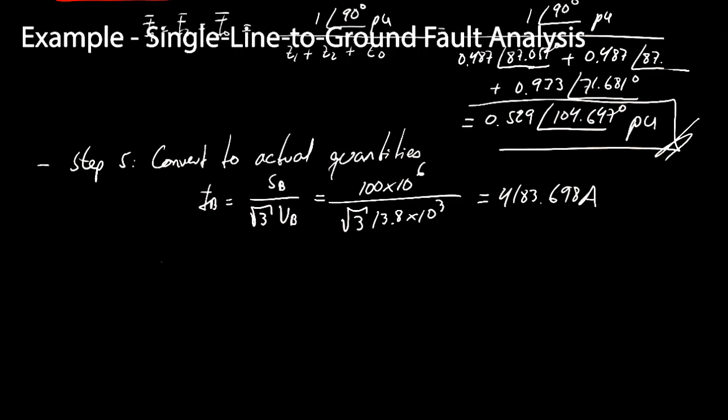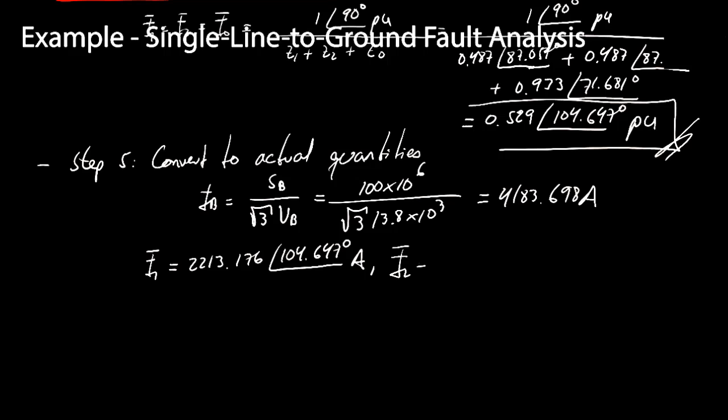So now I can convert this answer, which was in per unit, to actual quantities. So I can say again here that I1, for example, is going to be equal to this number over here, 0.529 times 4,183. So if I calculate that, that gives me that the positive sequence current in amps is going to be equal to 2,213.176 at an angle of 104.647 degrees. This is in amps.